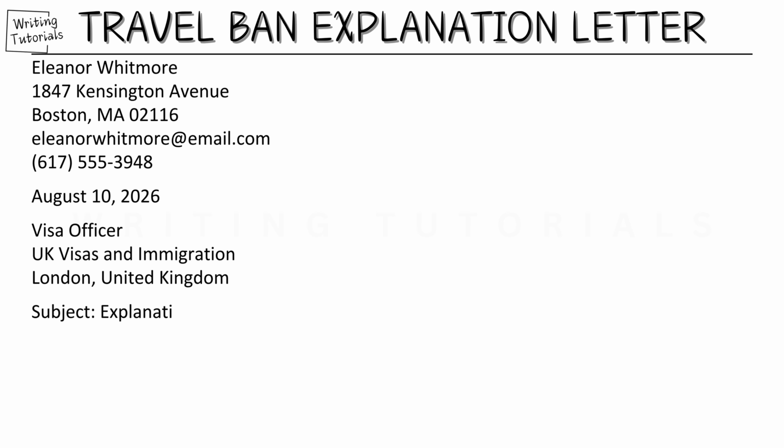Next is the subject line. Subject: Explanation Regarding Previous Travel Ban. The subject line is important because it immediately tells the reader what the letter is about. There is no need to use a vague subject such as "visa application" when the purpose of the letter is specifically to explain a previous immigration issue. A direct subject makes the document easier to review.